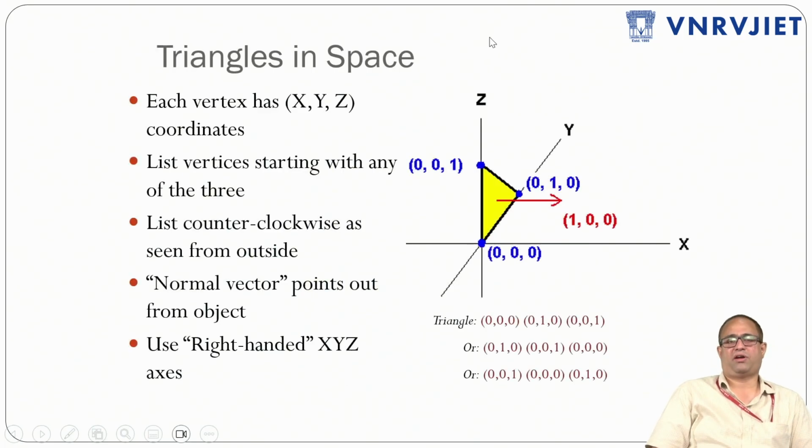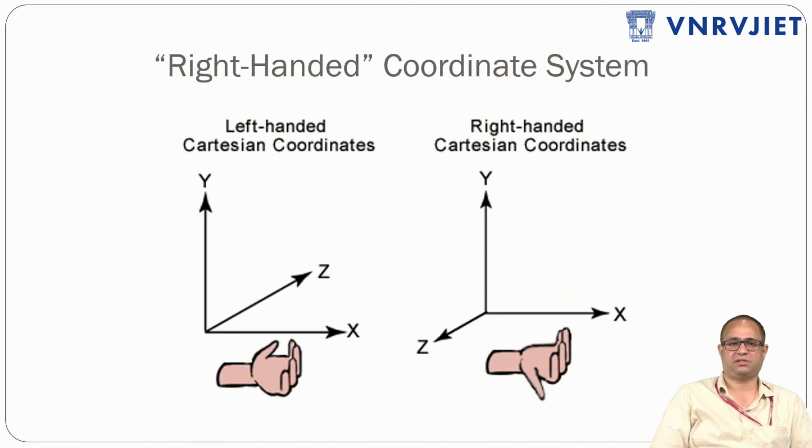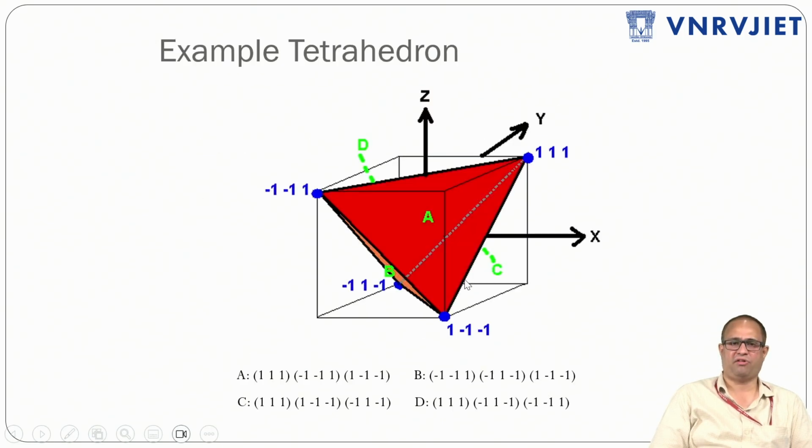So now, in the case of a triangle in space, each vertex has x, y, z coordinates, as you can see here, and we list the vertices starting with any of the 3, going counterclockwise as seen from outside. You can use either a normal vector, and you can use the right-handed x, y, z axis. As you can see, there are left-handed Cartesian coordinates and right-handed Cartesian coordinates, because this Cartesian coordinate system is going to mostly depend upon the STL file.